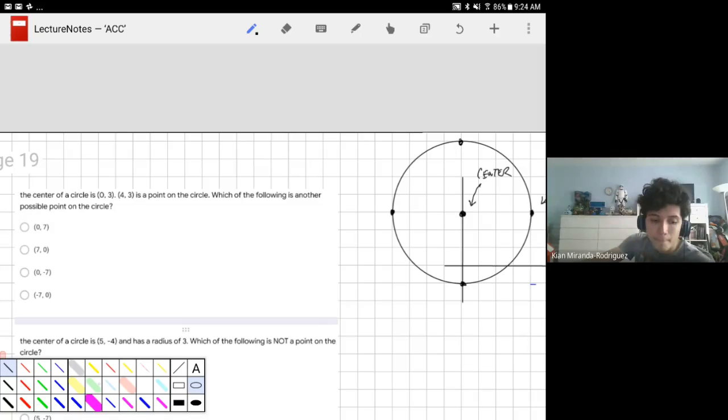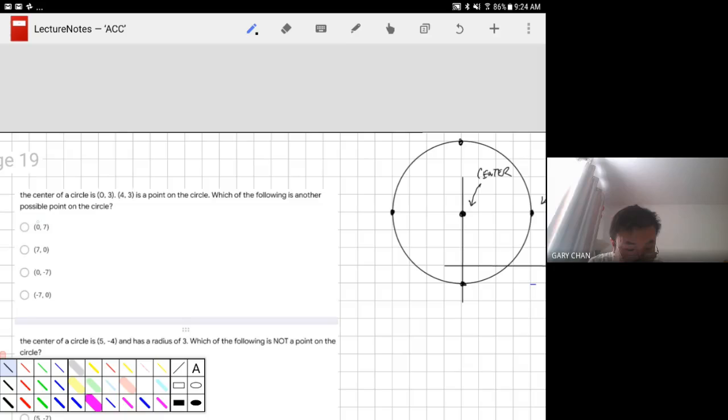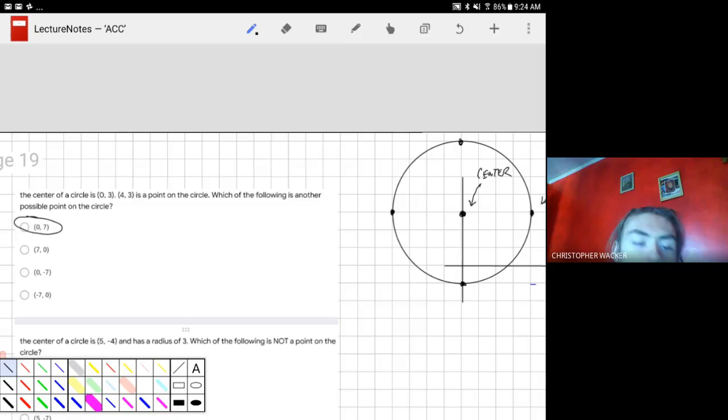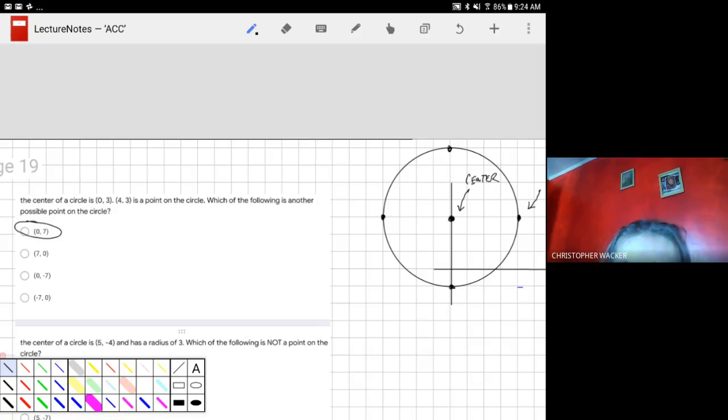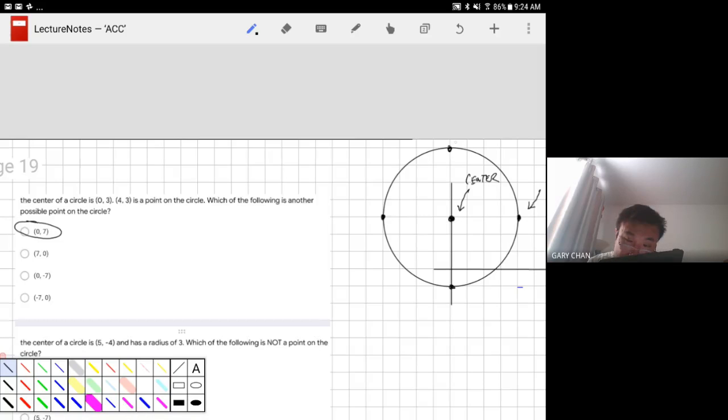Okay. Cool. Everyone have that? What was it again? Oh, yeah, option A. Right, Chris? Do you understand why? Okay, because we can see it clearly here. (0, 7) is a point on the circle, which is why I said plotting on a coordinate grid makes the most sense. All right, let's take a look at the second question now.